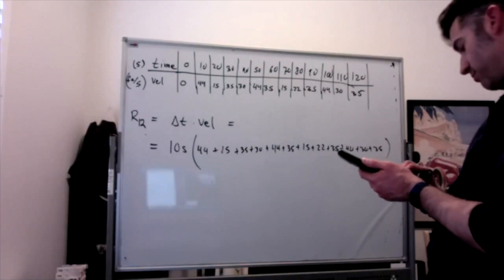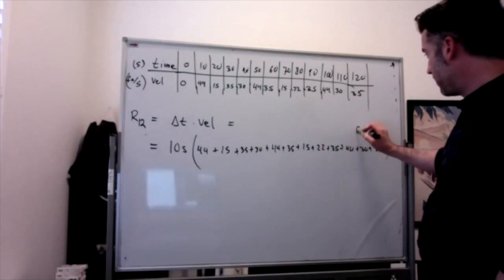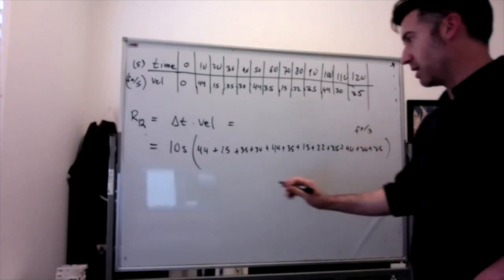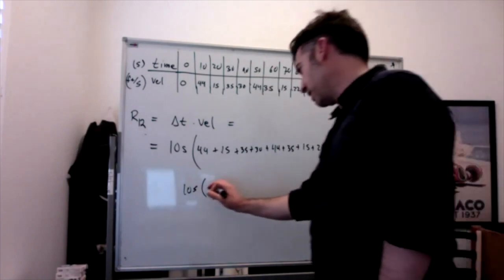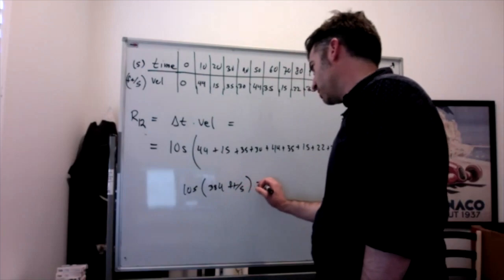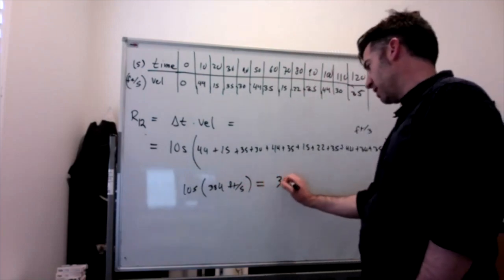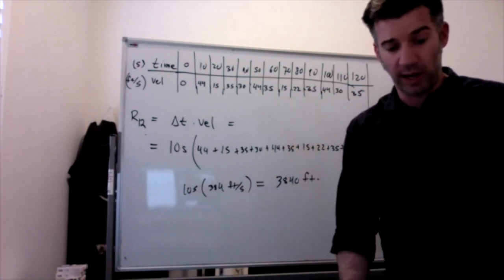Wow, okay, it's done. So, and again, this is in feet per second. So I end up getting 10 seconds times 384 feet per second, which ends up being 3,840 feet. So that's our estimate using right endpoints.